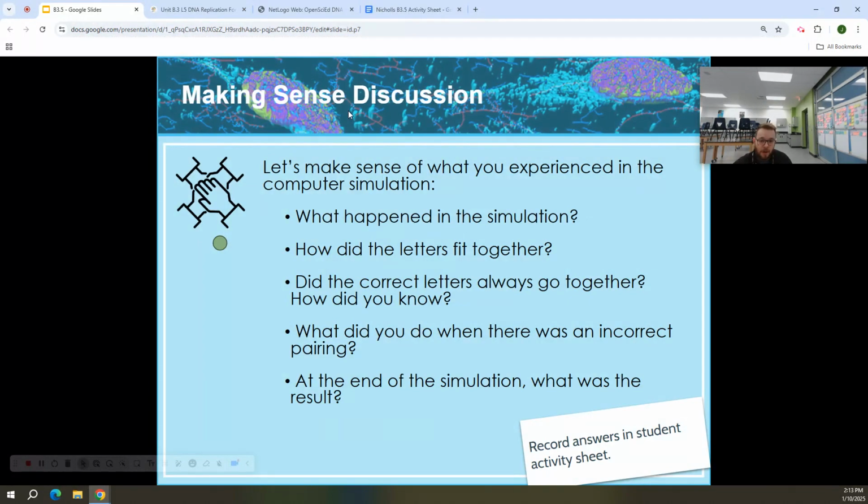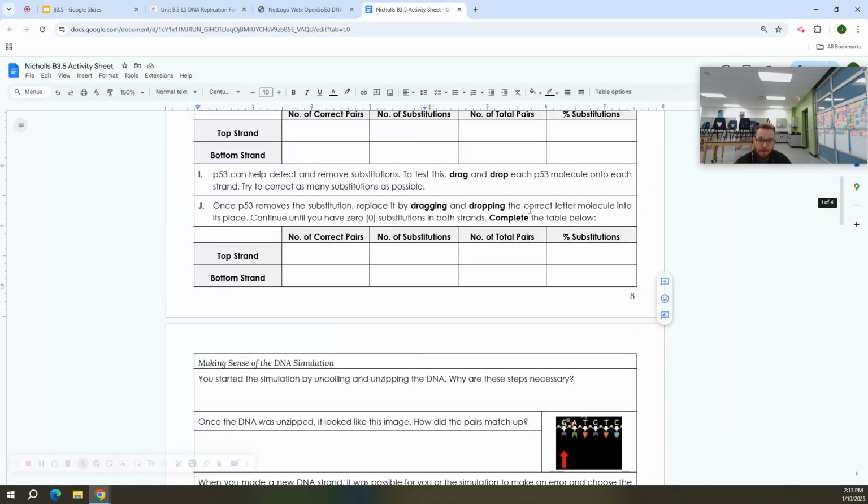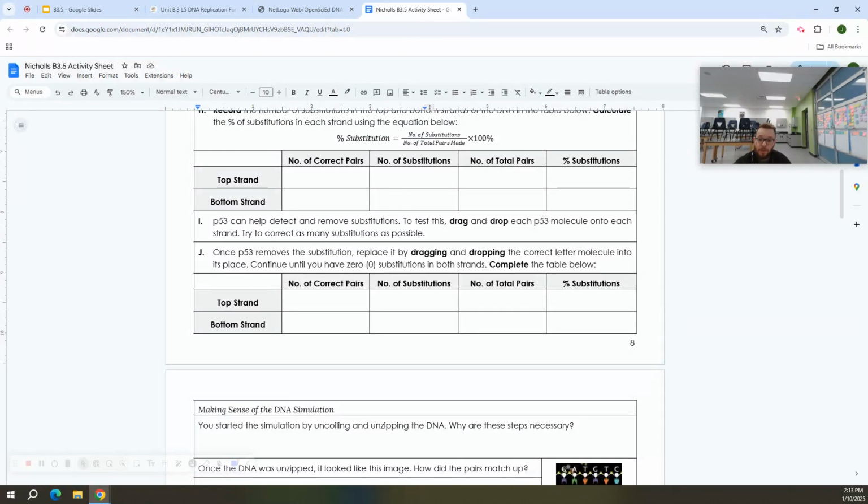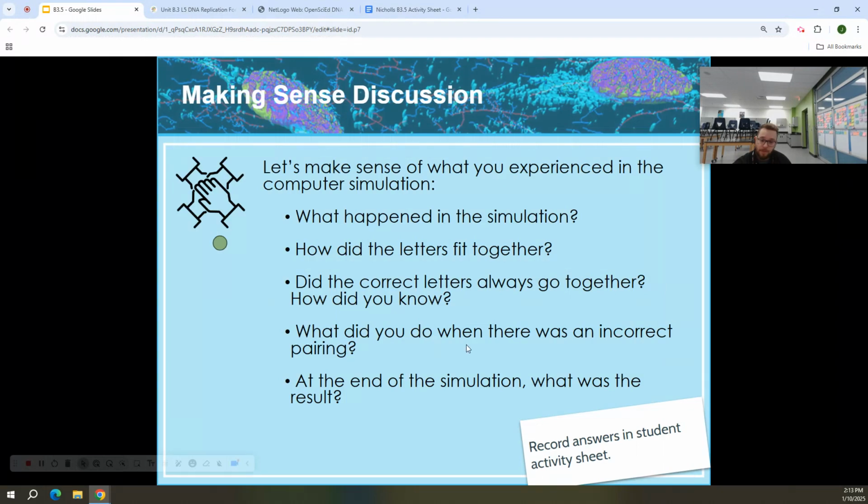Did the correct letters always go together? How did you know? So look back, was it always the correct letters pairing together and the correct pairings? And how do you know? What identified that for you? And that is one thing that we did identify here. When I talk about a substitution, what does a substitution mean? Okay. So just, did it always happen? Maybe, maybe not. And how do I know? How did I identify when it didn't happen correctly?